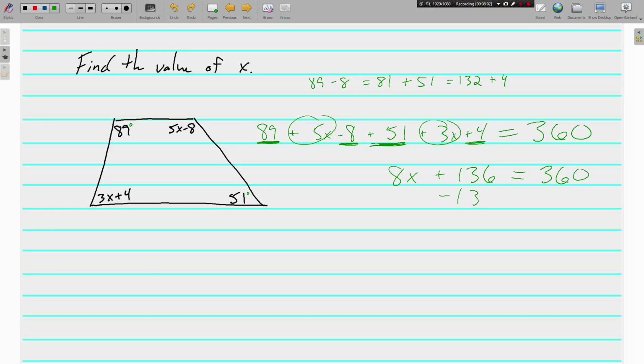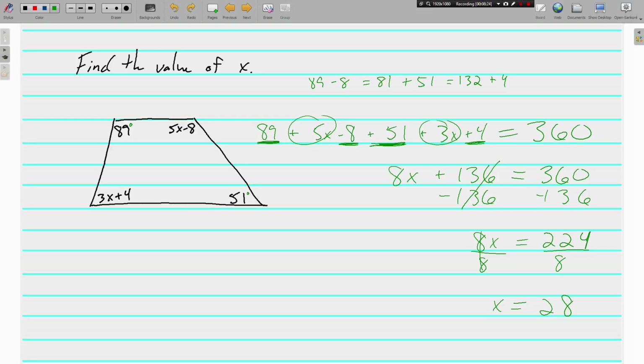Subtract 136 from both sides. And we have 8x is equal to 224. And divide both sides by 8. And we get x is equal to 28.